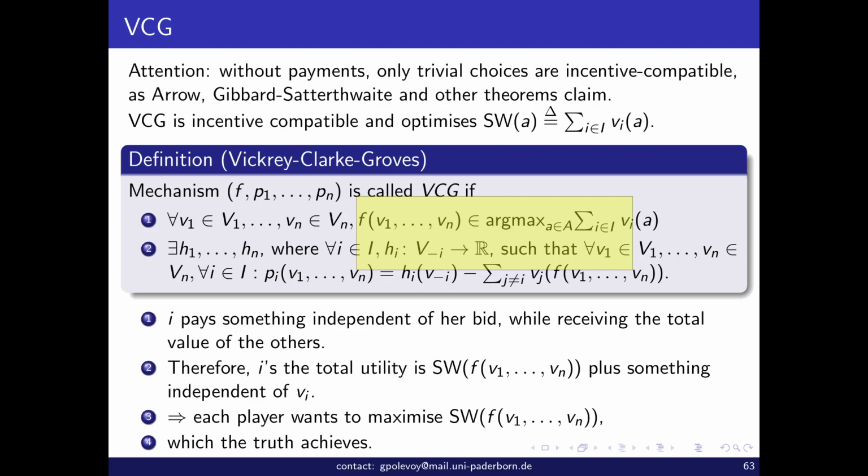Exactly the same happens here. There is something which does not depend on our bid, h_i of v_{-i}, and what does depend is eventually this sum of what the others tell, their value, plus what you tell, what you value, and that actually is optimum when you just bid the truth.